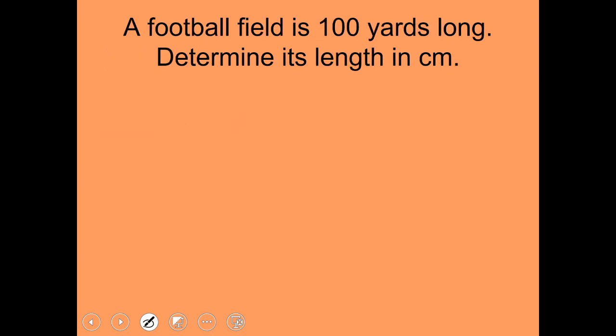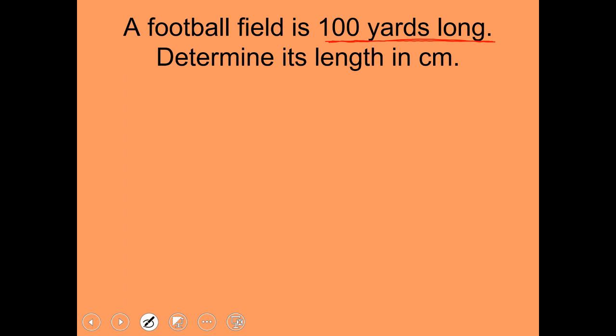Here's another one that will take 2 or 3 steps. The football field is 100 yards long. What's its length in centimeters? Now you could go from yards to feet, feet to inches, and then inches to centimeters. Occasionally, I have students who do it in less steps. They'll go from yards to inches because they know how many inches are in a yard, and then go from inches to centimeters. Either way is fine.